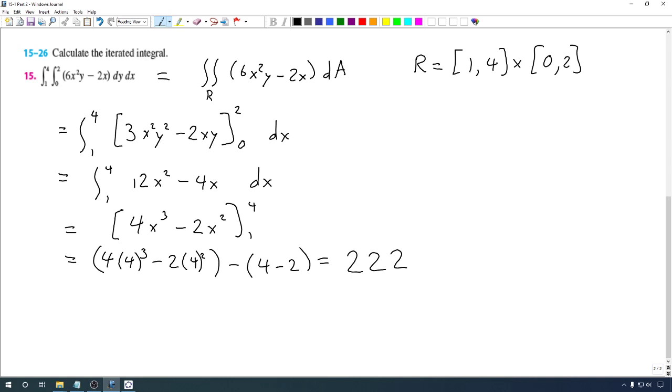So not really too complicated. It's just doing it multiple times. That's mostly because we're working with rectangles right now. When we get more general regions, things will get a little bit more fun. But for now, that's what we have.